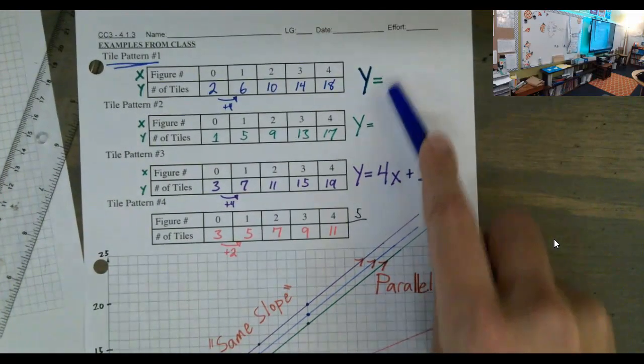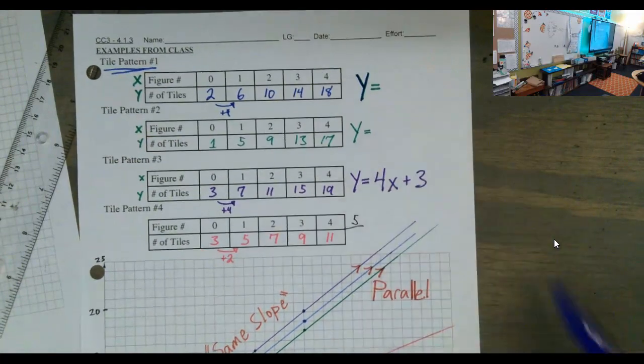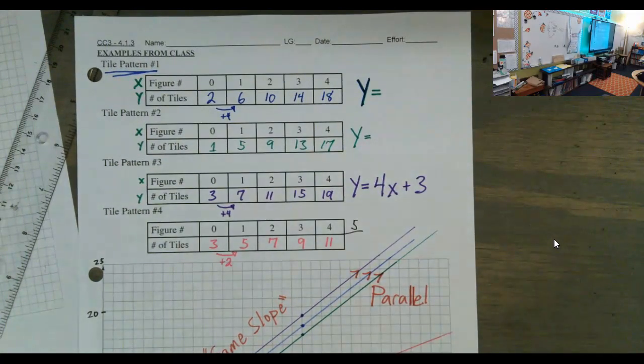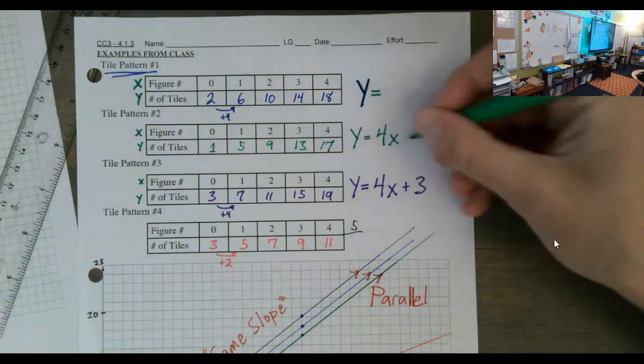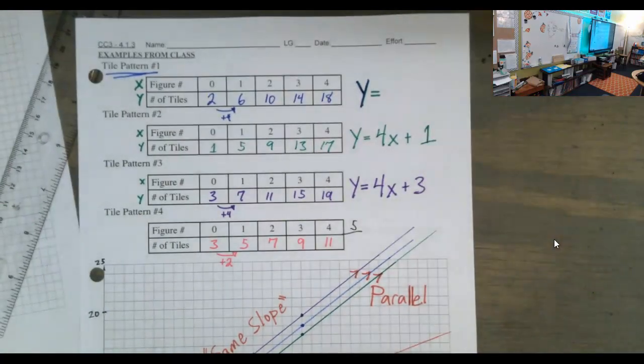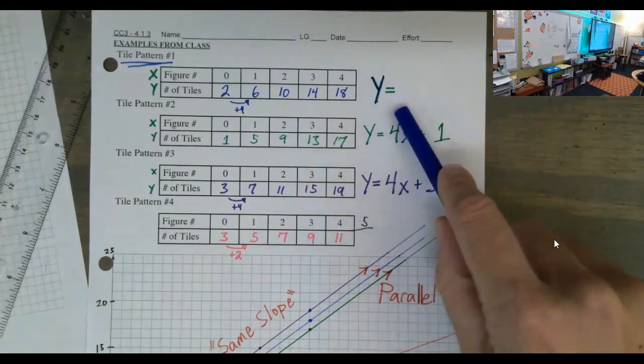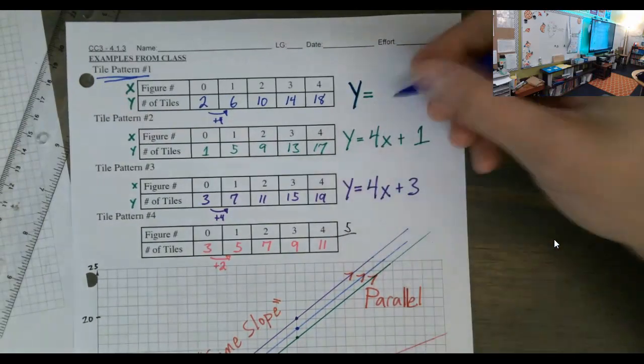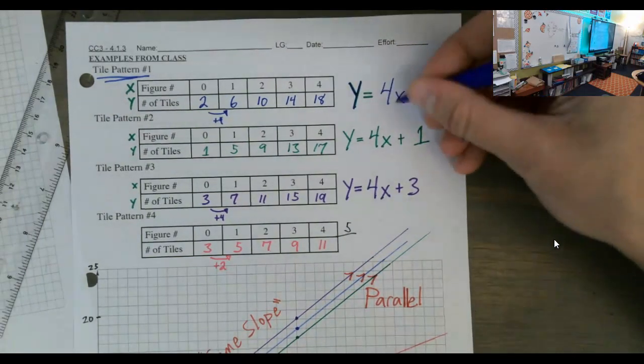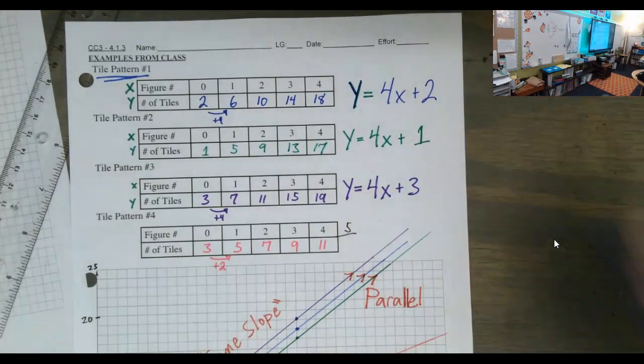Ella, you want to try 1 or 2? Yeah, 2 is 4x plus 1. And class, what is tile pattern 1's rule? 4x plus 2. Have a great lunch.